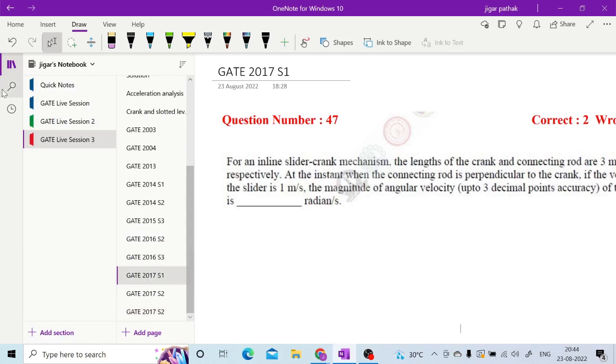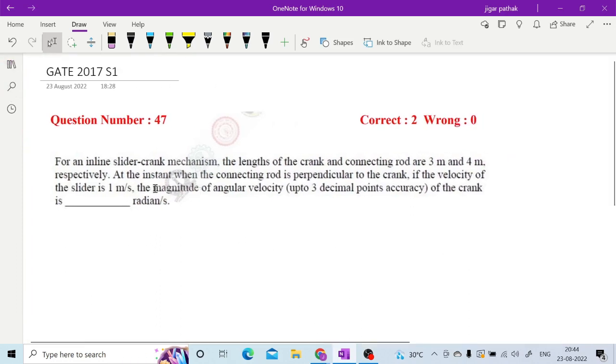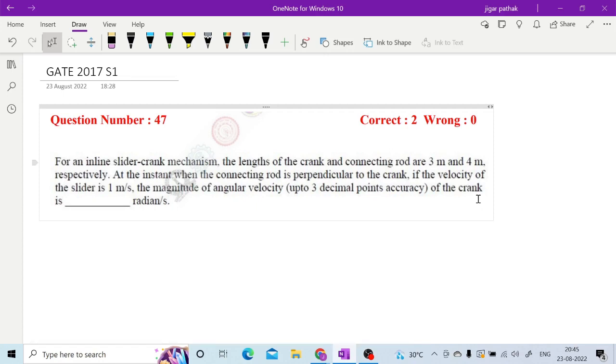Yes, this one. For this, you need to type in your answer. What you are asked is for an inline slider crank mechanism. The lengths of the crank and connecting rod are 3 meter and 4 meter respectively. At the instant when the connecting rod is perpendicular to the crank, if the velocity of the slider is 1 meter per second, the magnitude of angular velocity of the crank is? So what you are asked is the angular velocity of the crank, right? So this you can try, I guess.